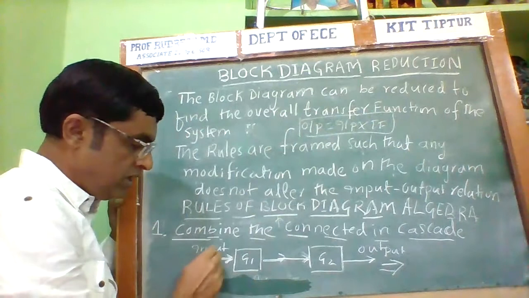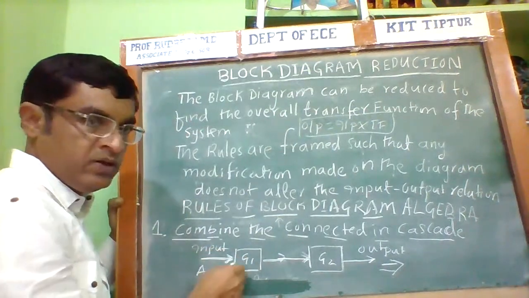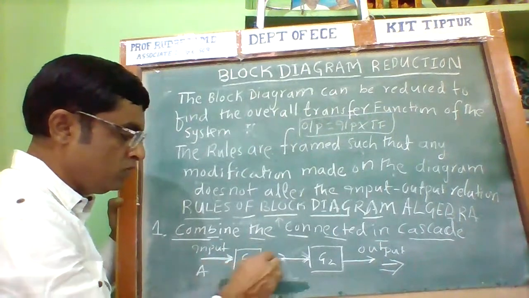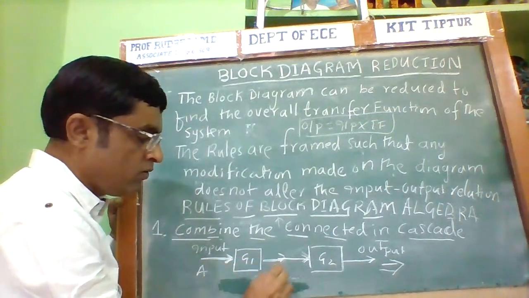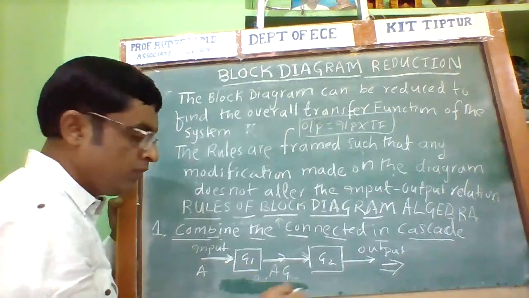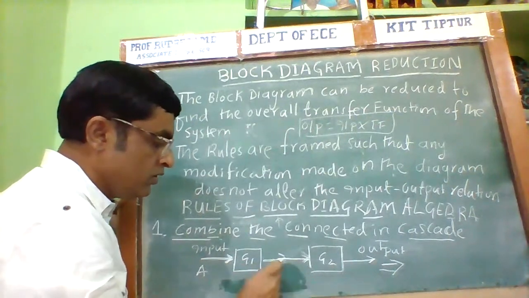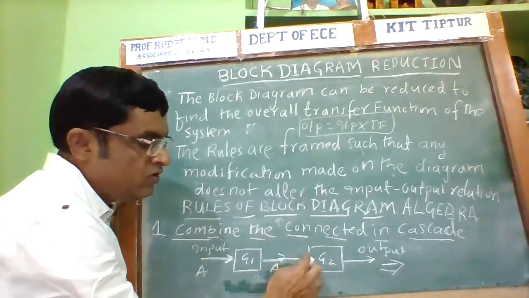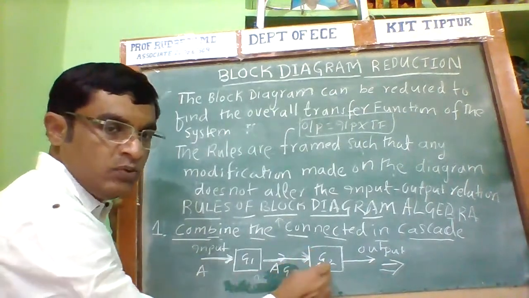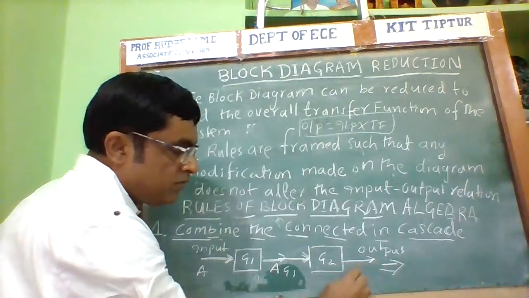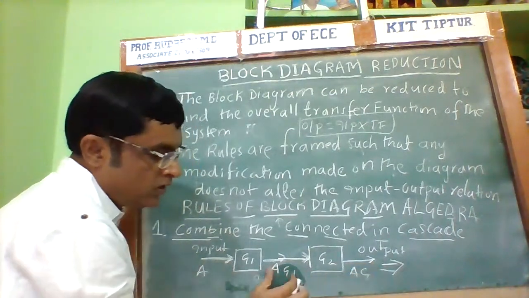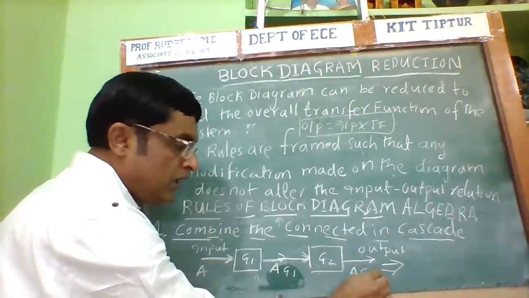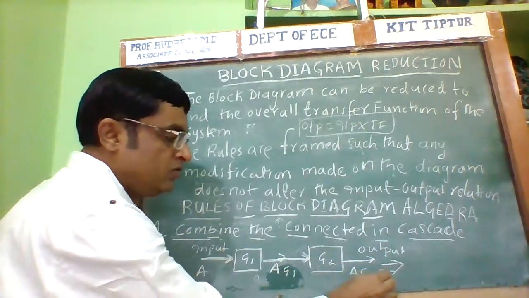Therefore, here G1 is the transfer function and A is the input. The output of the block is A into G1. Now, A into G1 is the input for the block G2. Then what would be the output of the block G2? The input is A into G1, and the transfer function is G2, so the output is A into G1 into G2.